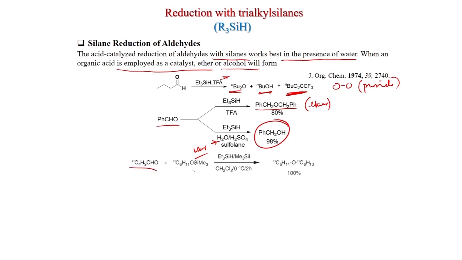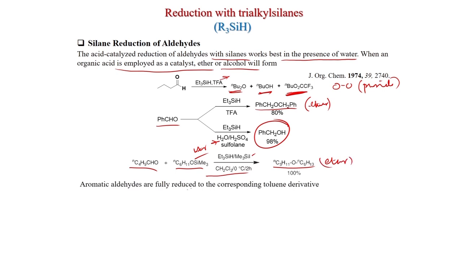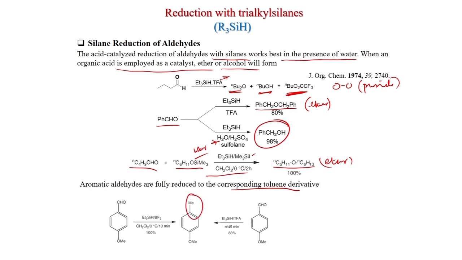Also, this aldehyde and this alkoxysilane, when treated with triethylsilane and Me3SiI as a catalyst in dichloromethane solvent, you get the ether in 100% yield. Aromatic aldehydes are fully reduced to the corresponding toluene derivatives. That is also possible, like Et3SiH, TFA, room temperature, 45 minutes, the para-methoxybenzaldehyde can be converted to the methyl group here. So here we have seen that at lower temperature you get the ether and here it goes to the toluene derivative. Also, Et3SiH, BF3, CH2Cl2, 0 degrees centigrade, 10 minutes, you get the methyl.